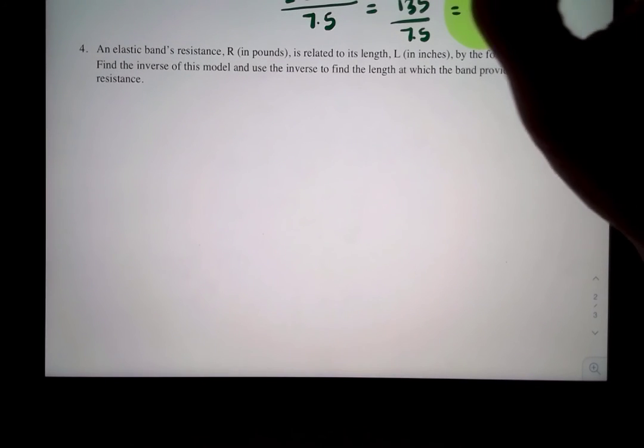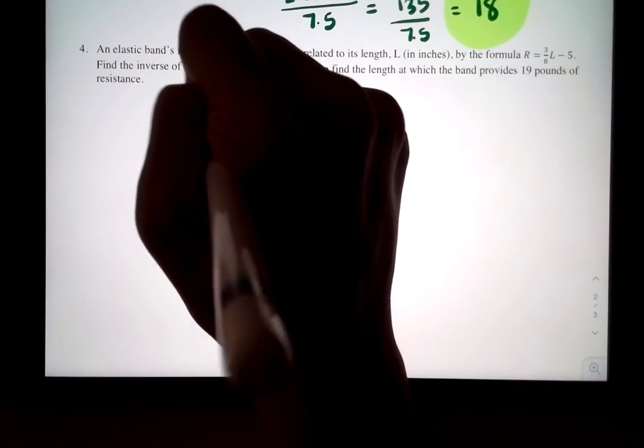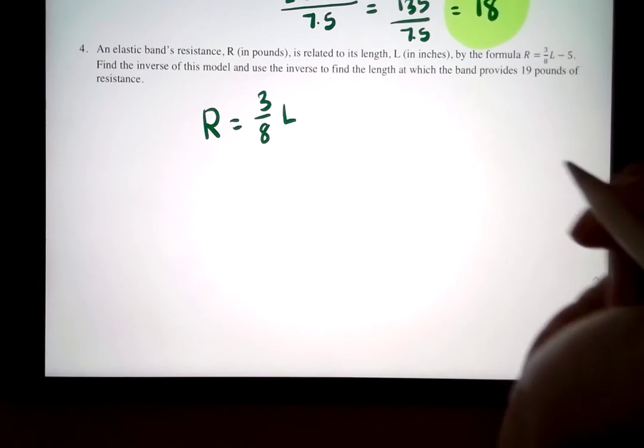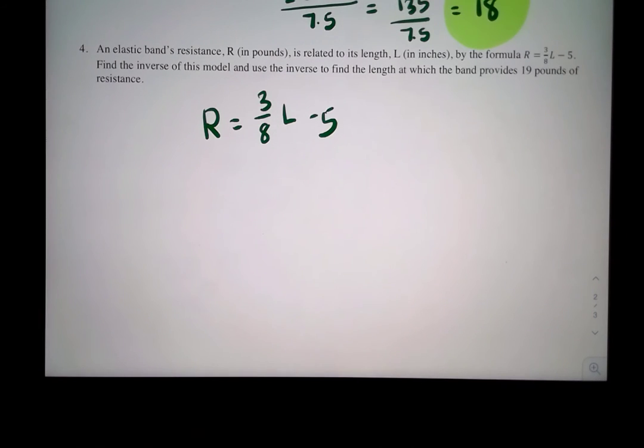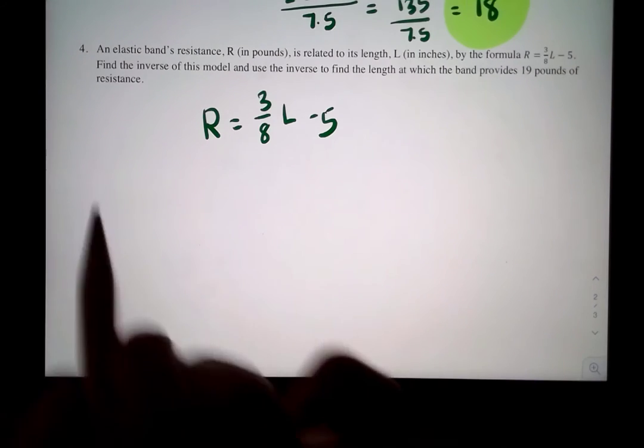All right, and number 4. They gave you the number, just like this. Your quiz just looks like this: 3 over 8 L minus 5. So this is my function, and find the inverse of this model and use the inverse to find the length at which the band provides 19 pounds of resistance, right? So let's find the inverse function.